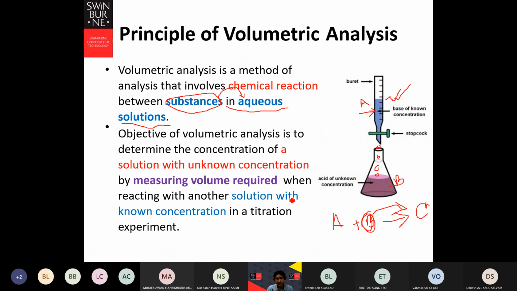Okay, so that's why I'm saying that we will be adding A to B to the extent that there is no B anymore in the solution. All of it has been converted or changed to another species. For the sake of our simplicity, let's call it C. So what can C be? It can be anything. It can be any salt, depends on what type of acid and base we are adding.